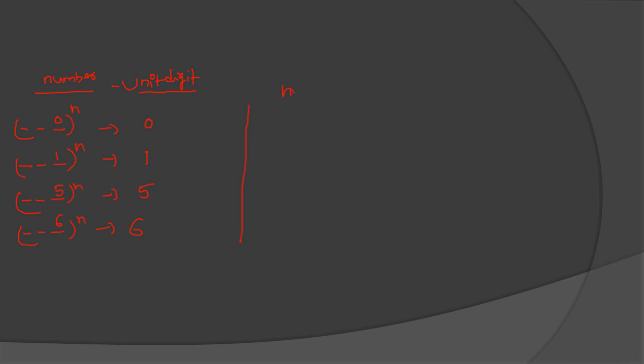The next concept: here the power value n is an odd number or an even number. For example, look at three numbers here. A number ending with 4, 4 power n: 4 power 1 is 4, 4 cube is 64, so 4 power odd number gives unit digit 4. 4 square is 16, right? So 4 power even number gives unit digit 6.